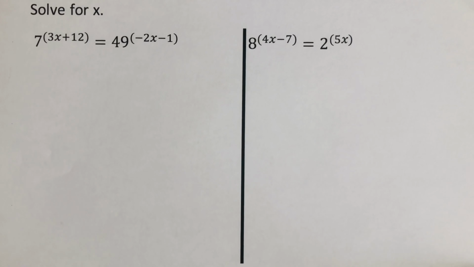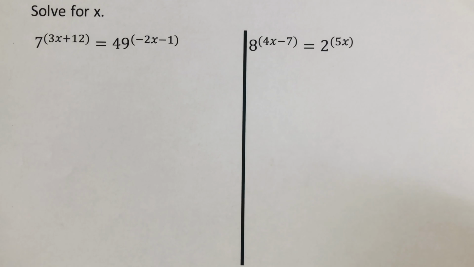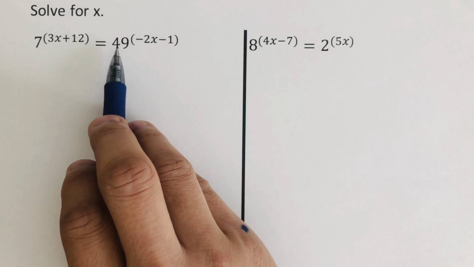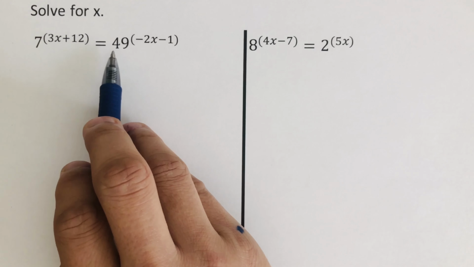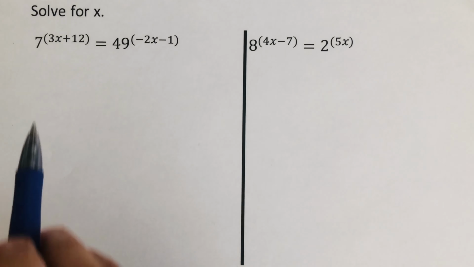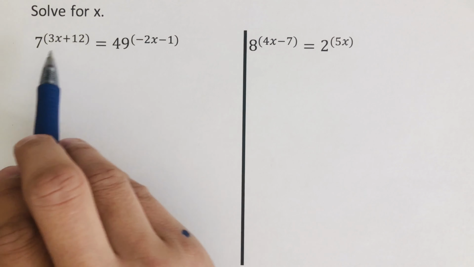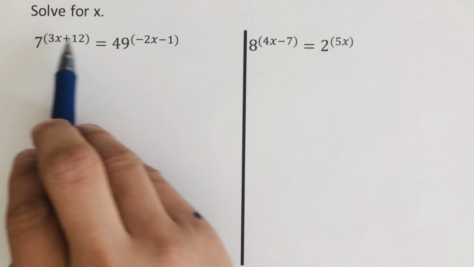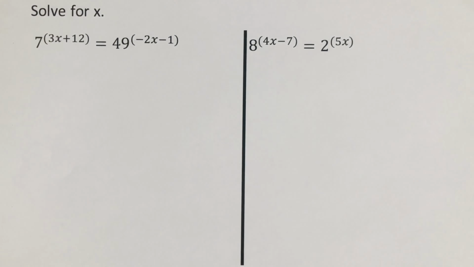As you can see in this next example, we don't have the same base. The base of the first one is 7, and the base of the second one is 49. So both bases are not the same, so we cannot equate them to each other. Others are going to just equate them because it's exponential, but that's not how it works. That's not the correct way. We cannot equate them since their bases are not the same. But our task is to make their bases the same, because we can make them the same.